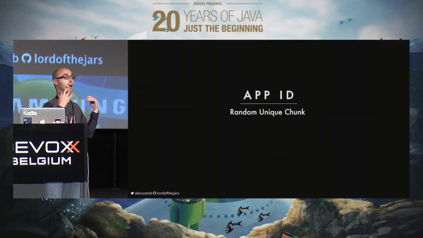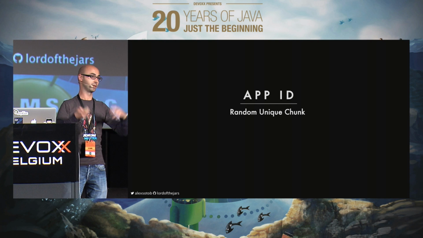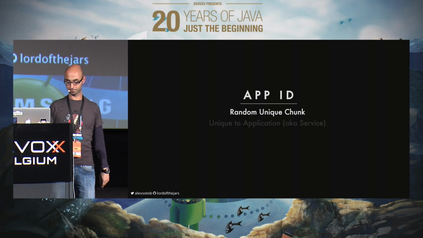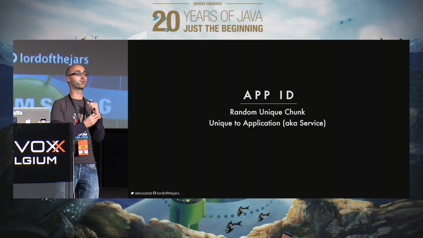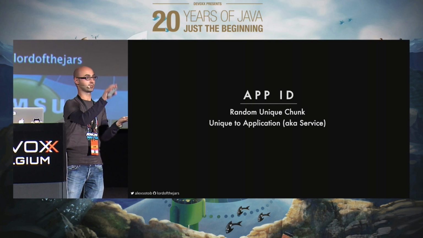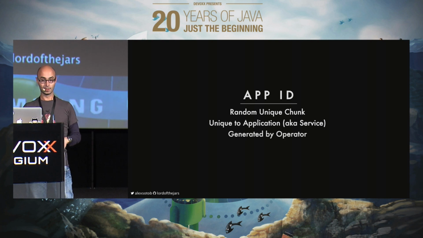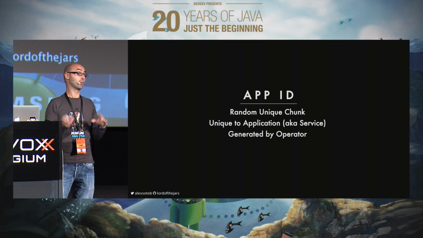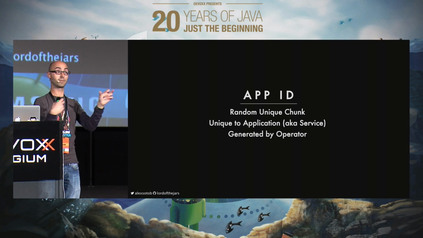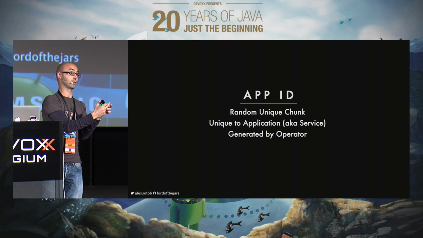The first thing is an APPID. An APPID is a random unique chunk of bytes. You can generate it with a random or a UUID or whatever you want. It's unique for the application. I mean that each of your services or microservices will have one APPID. It's generated by an operator. Someone decides that I'm going to run this code, and then you will get a chunk of bytes, and service one is going to have this chunk of bytes.